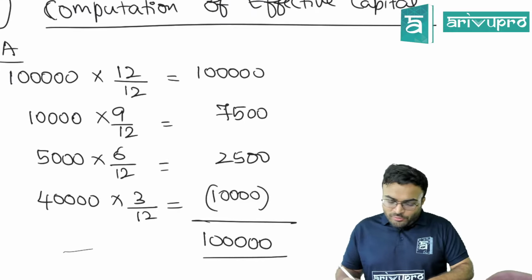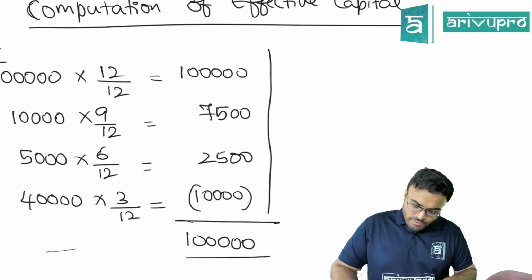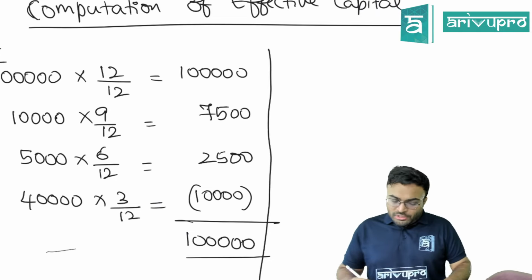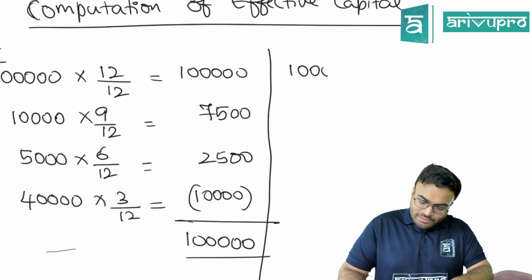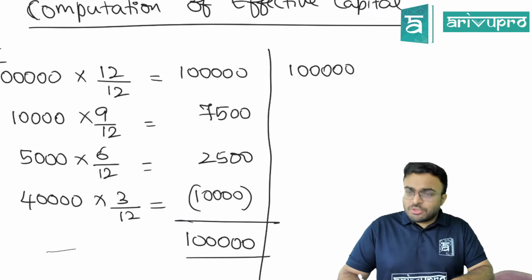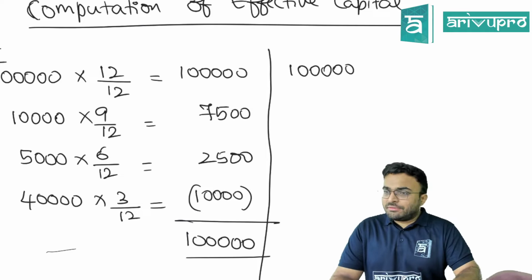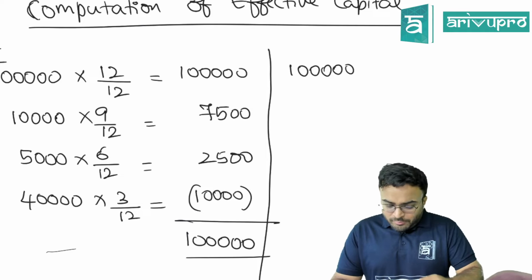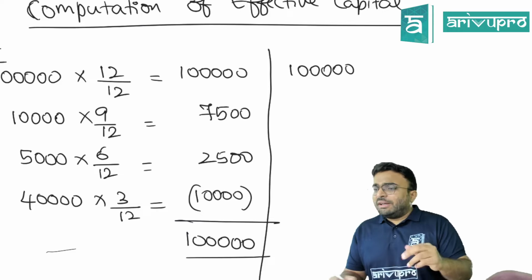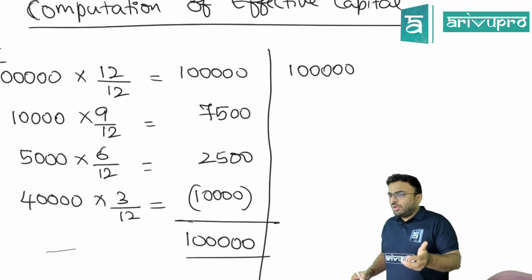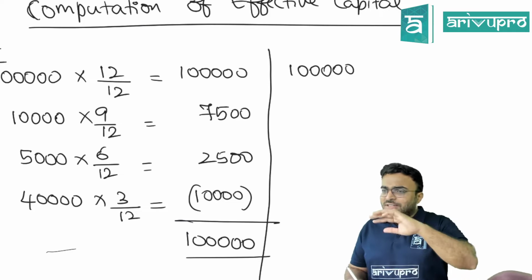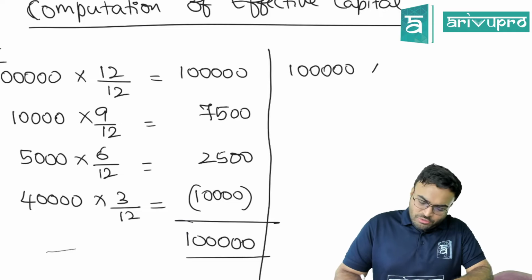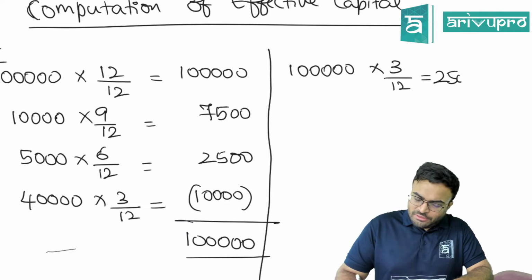Now, alternatively, what can we do? Instead of calculating every time, you will do 1 lakh. It was 1 lakh for how many months? It was not for 12 months. It was 1 lakh for 3 months. Okay, alternative I am showing you. Why? Then it changed, right? So you can do 1 lakh into 3 by 12, 25,000.